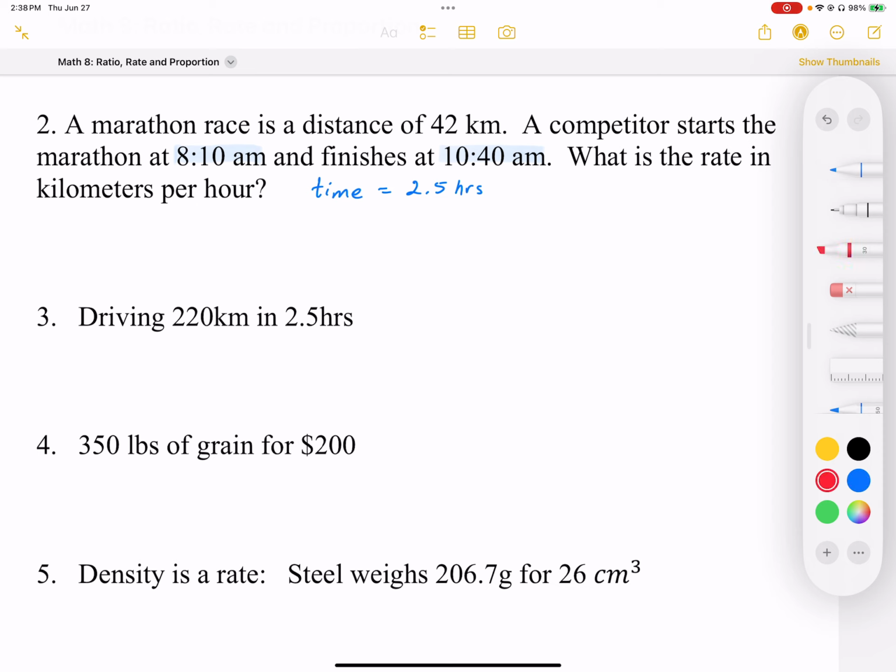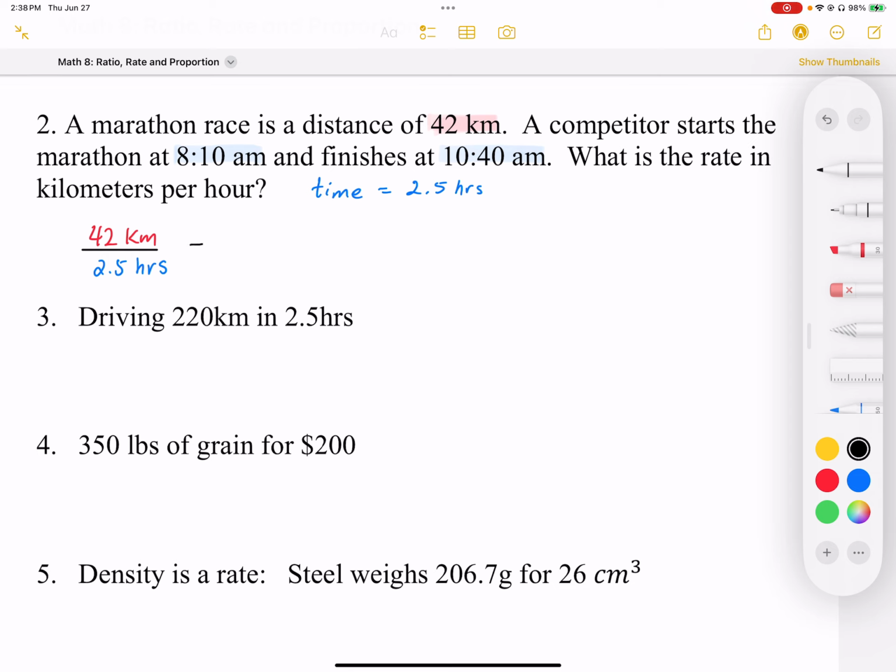So now that we have our hours, we know that we have our kilometers. So we're going to write our ratio. So it's going to be 42 kilometers per 2.5 hours. Okay, so this is our rate.